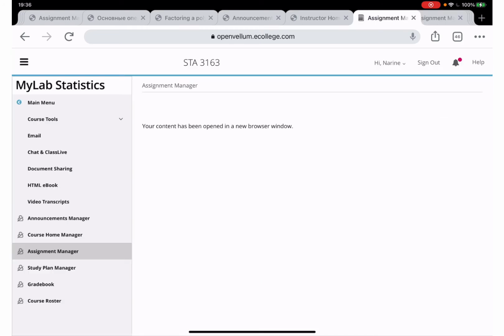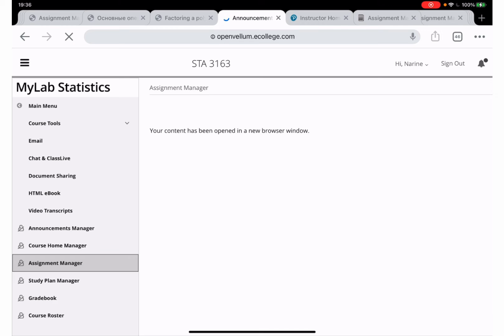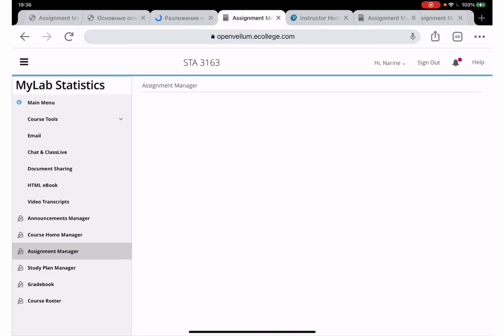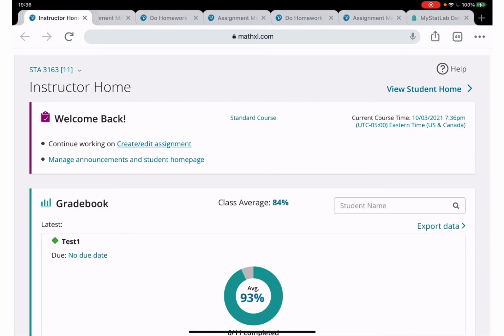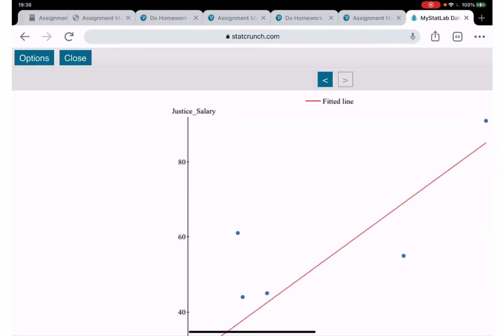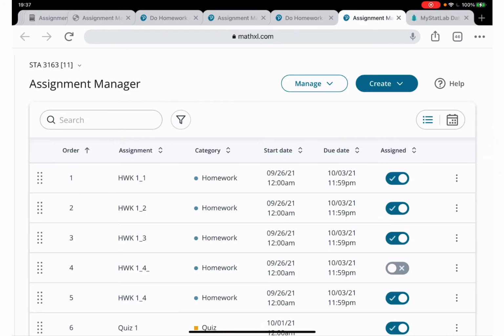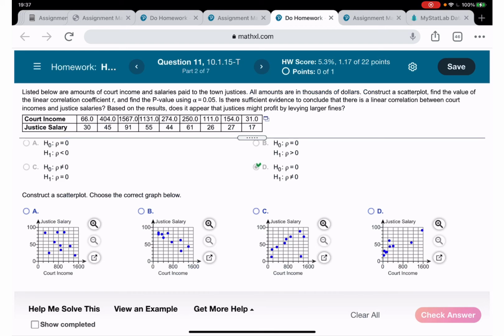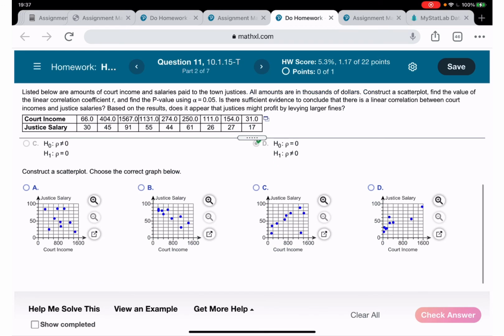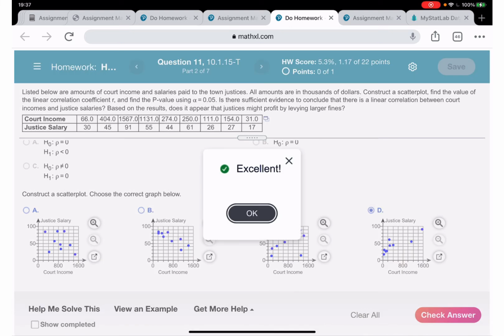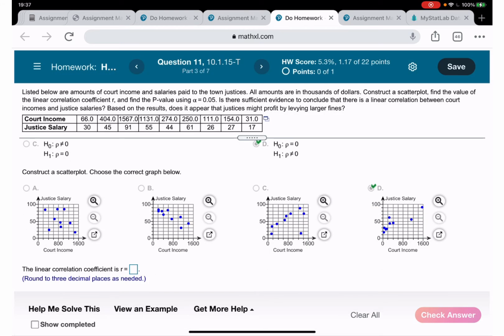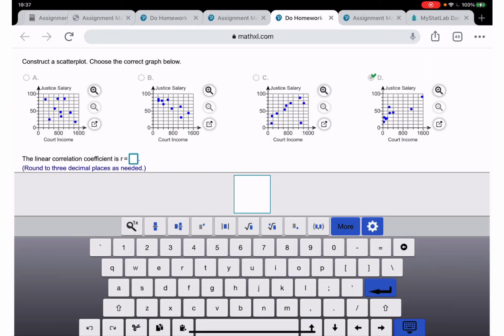So we are getting, where is it? This is my stat. Here it is. Do the homework. So it's going to be linear, which is going to be D. And next, the correlation coefficient is going to be 0.861.